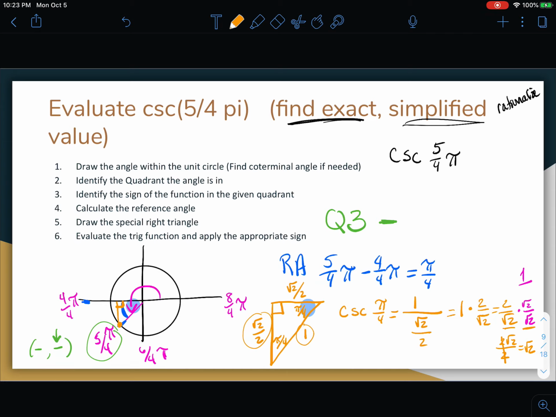2. But I didn't want the cosecant of pi over 4. I wanted the cosecant of 5/4 pi, right? So in this case, we know it has to have a negative value. So this is going to be negative radical 2. So we use this reference angle and this special right triangle with the reference angle in it to get the correct ratio. And then we apply the sign depending on which quadrant the actual angle resides in.